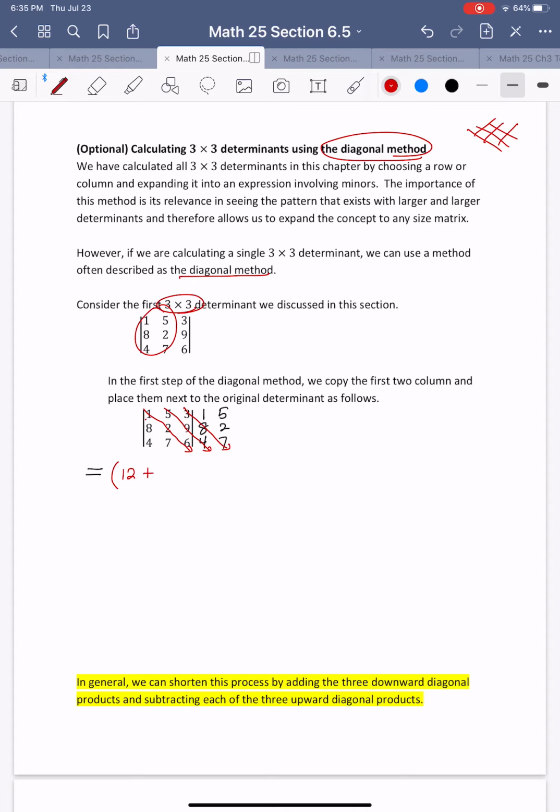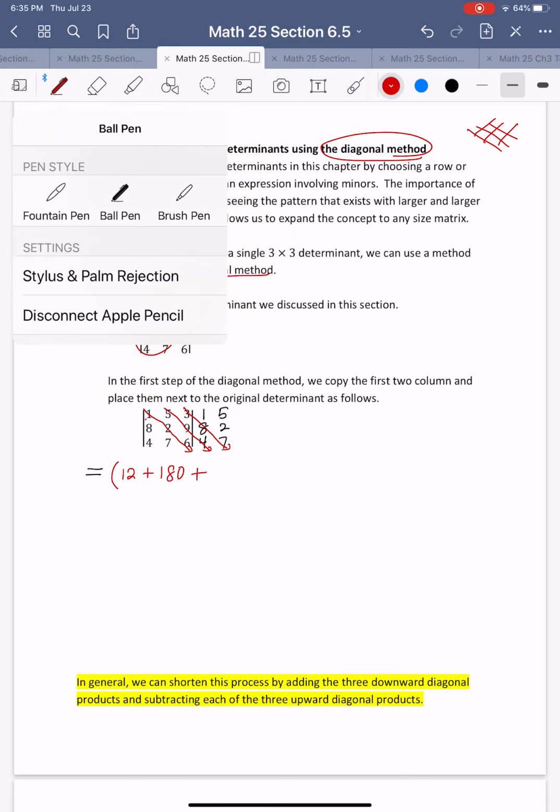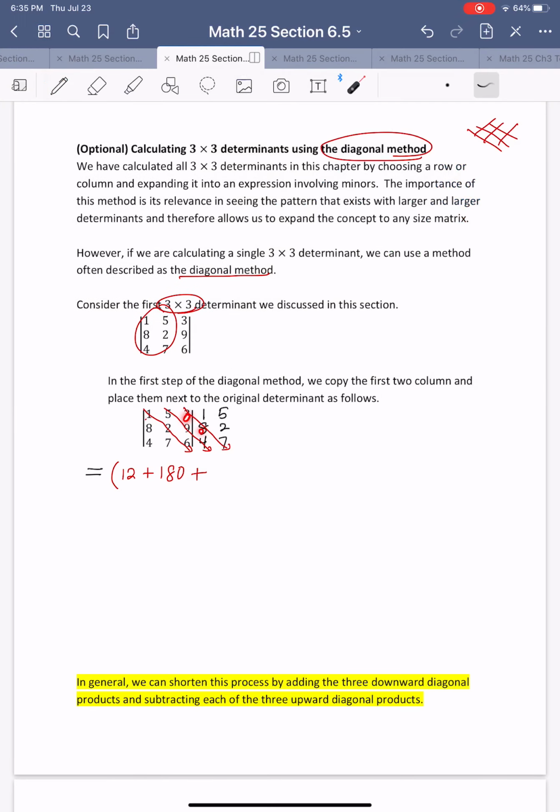And plus, I'm going to multiply 5 times 9 times 4, which is 180, right? So 180 plus, and then I'm going to multiply 3 times 8 times 7, which is 24. 24 times 7 is 168. And then you have to subtract, because diagonally we multiply and subtract the other products.